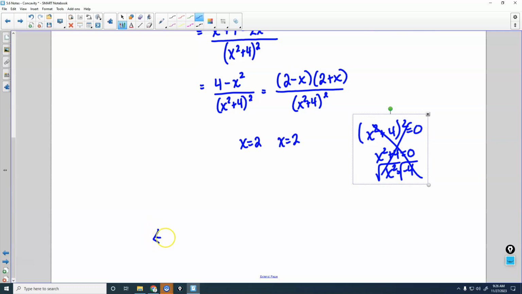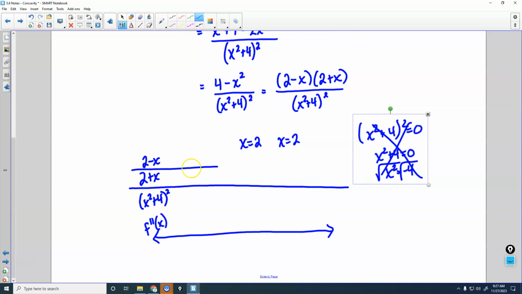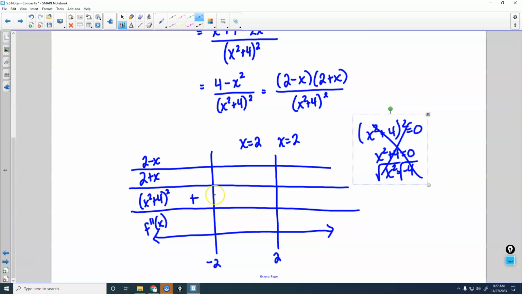So if we do our chart for this, I've got f double prime of x. My pieces are 2 minus x, 2 plus x, and x squared plus 4 squared. We have already said here that x squared plus 4 is going to be positive all the way across there. Really, if you left it out, it wouldn't hurt anything.